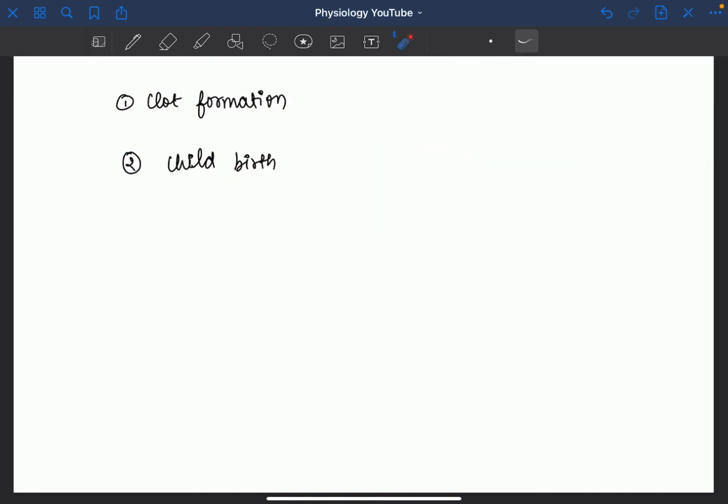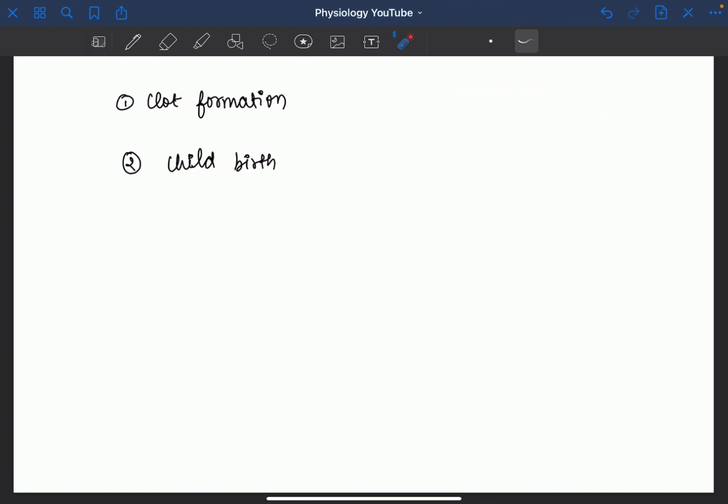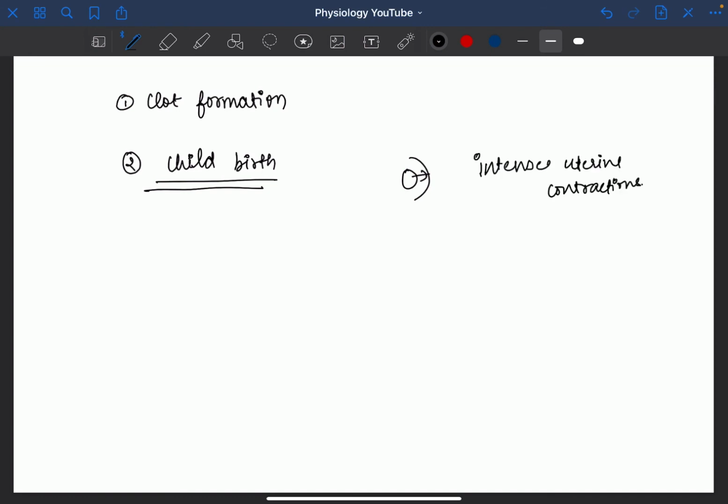There are some cases where the positive feedback mechanism can actually be helpful. If a person gets cuts, then the underlying blood vessels will be ruptured. Now these ruptured blood vessels will further accelerate the formation of thrombin, and this thrombin will form a clot that will prevent the blood from flowing. Another example is childbirth. When the baby starts to push against the wall of the cervix, this pressure further stimulates intense uterine contractions. And when this force is powerful enough, the baby is born.